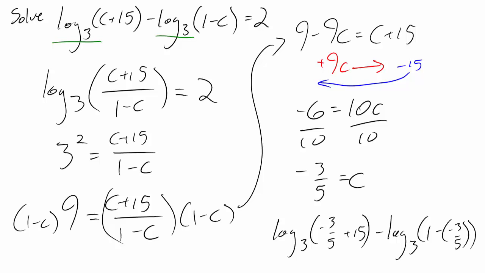And so negative times a negative will give us a positive, so this actually becomes 1 plus 3/5 here. And so that's going to be just fine for the logarithms also. So our c of negative 3/5 is our final answer.